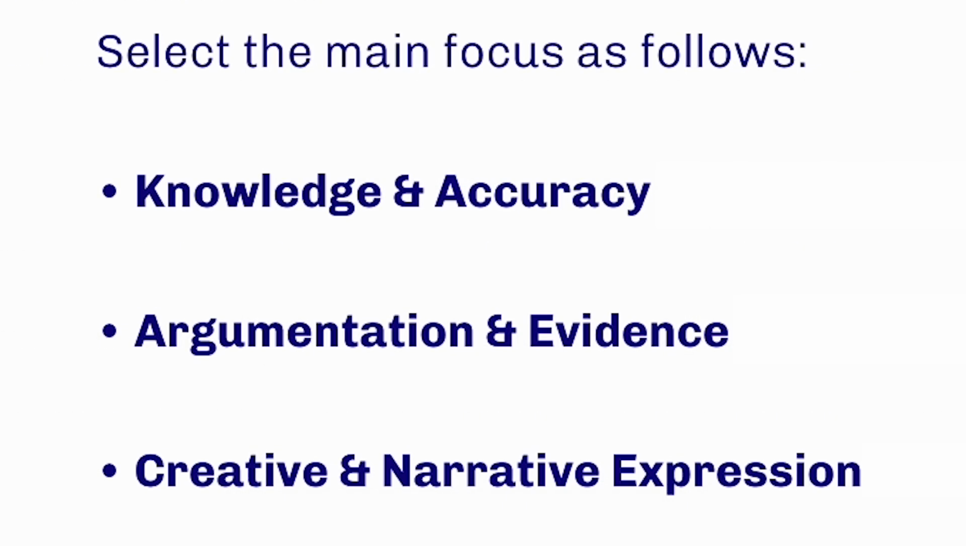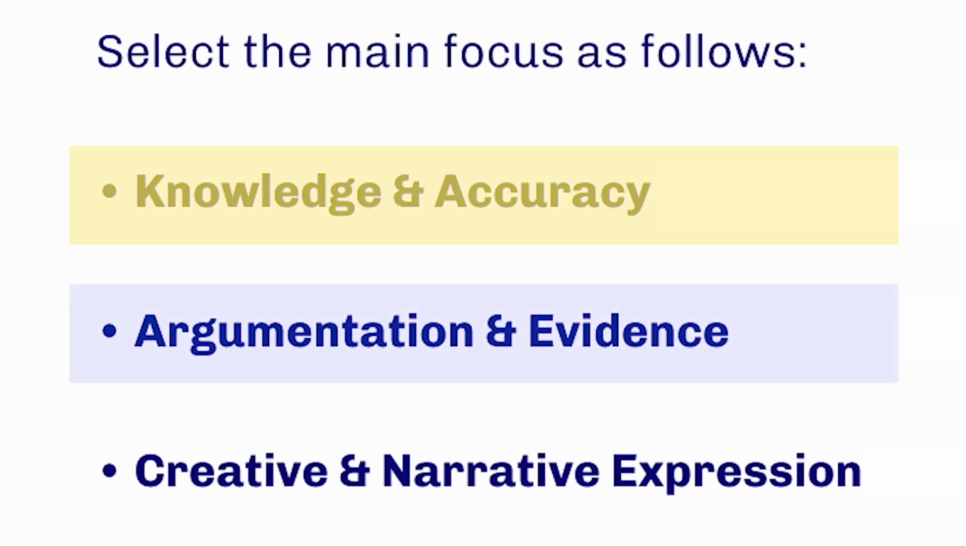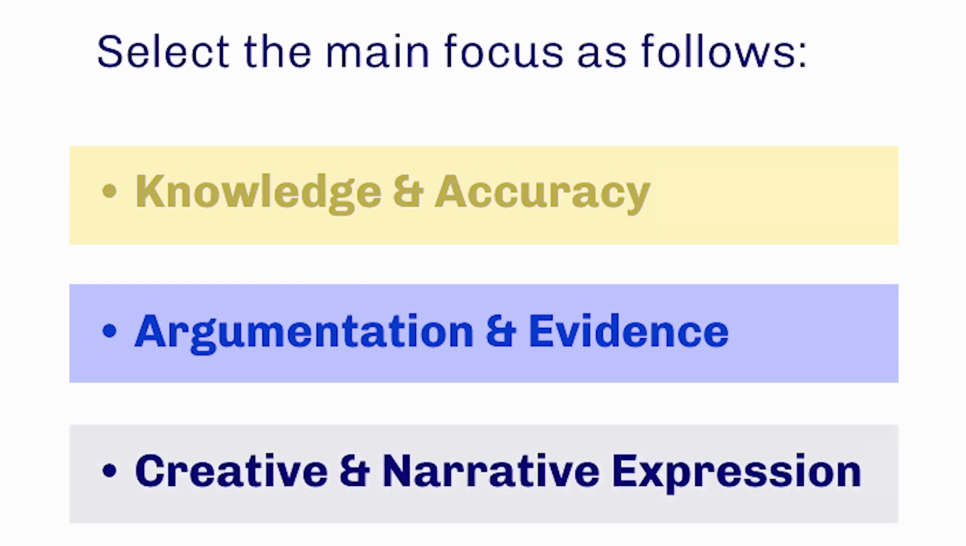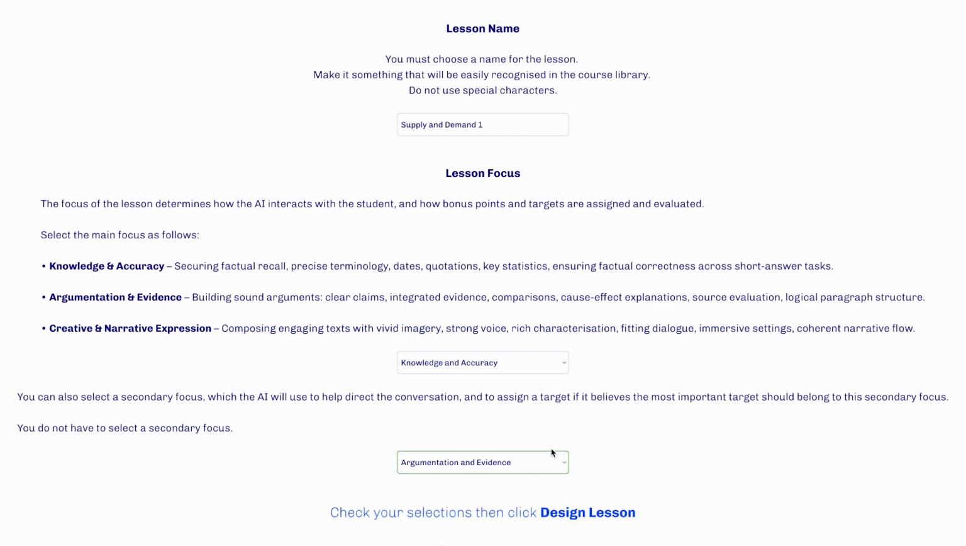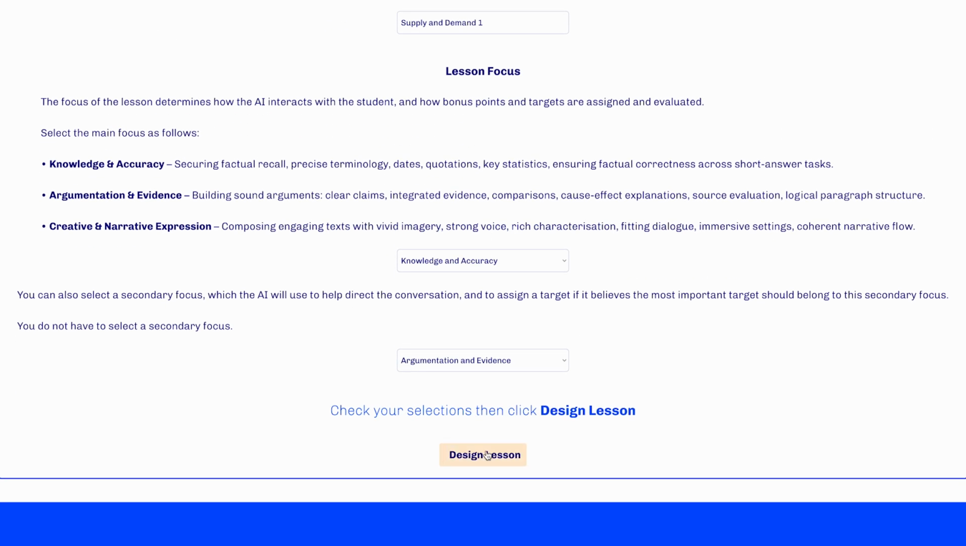As a rule, if your primary goal is to test understanding of facts, data and information, you should choose the knowledge and accuracy focus. If you wish the AI to push you to think more analytically about what you have read, select the argumentation and evidence focus. And if you are testing an ability to write creatively, use the creative and narrative expression focus. You can use more than one focus by assigning a secondary focus if you wish.